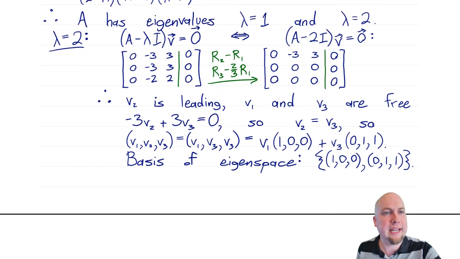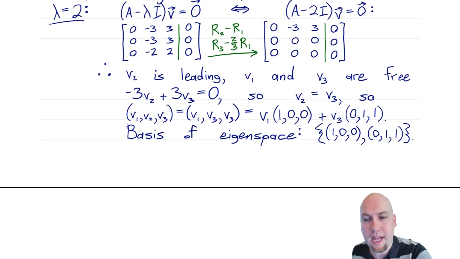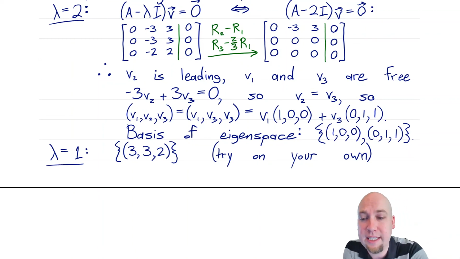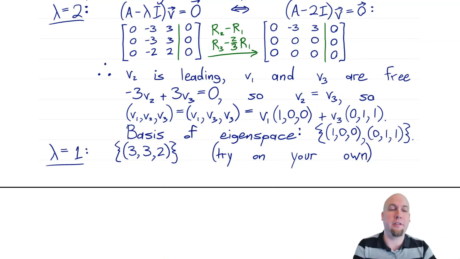We still have another eigenvalue. We still have to deal with lambda equals 1. I'm going to leave that for you to do on your own. Similar sort of calculation. This time you're going to find that the eigenspace is just one-dimensional though. And here is one basis of that eigenspace. So the eigenvectors are just all multiples of this vector here. So try that one on your own. Similar sort of calculation, same routine.